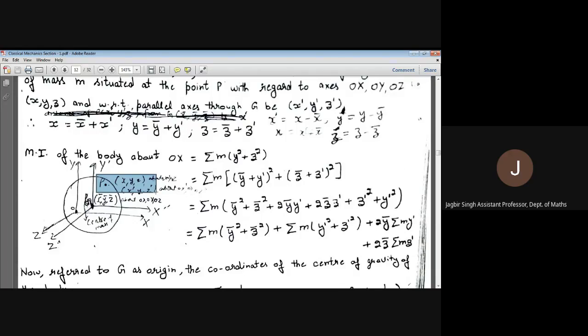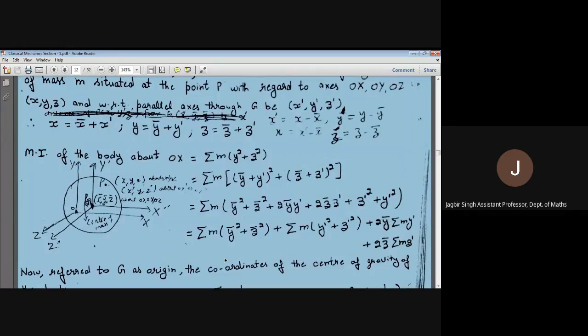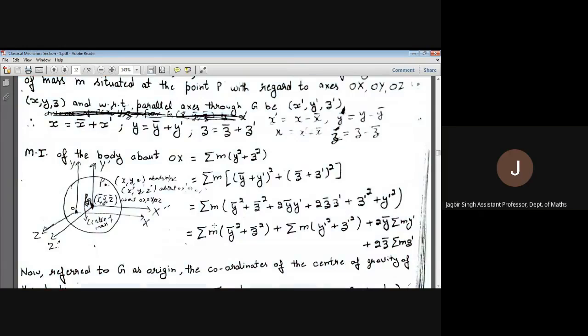Now the moment of inertia of the body about OX will be summation m (y square plus z square) according to the definition. Replacing the values of y and z, we will have summation m ((y bar plus y prime) square plus (z bar plus z prime) square). Opening these squares, we will have all these terms: summation m (y bar square plus z bar square), summation m (y prime square plus z prime square), plus these two terms.